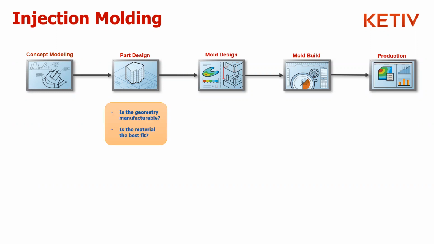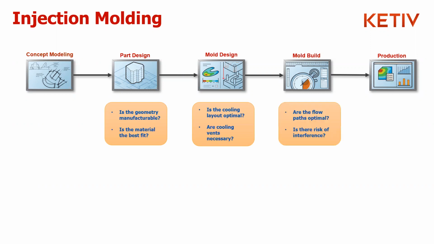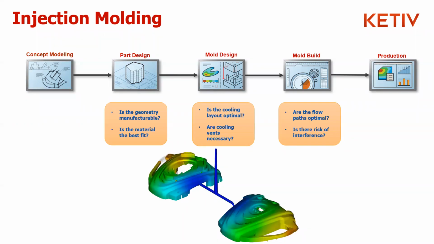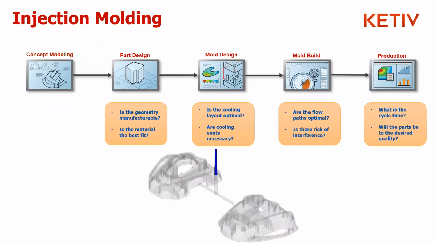So in terms of the part design, what's the geometry and manufacturability going to look like? How's the material going to behave? When you get to the mold design, you're looking at cooling layouts and flow paths. And finally, when you're talking about production, you're talking about cycle time and what the part quality is going to be, etc.